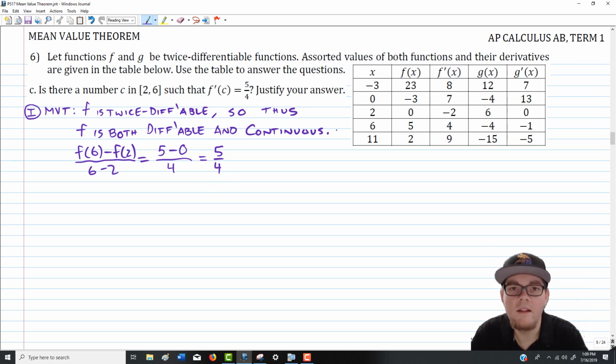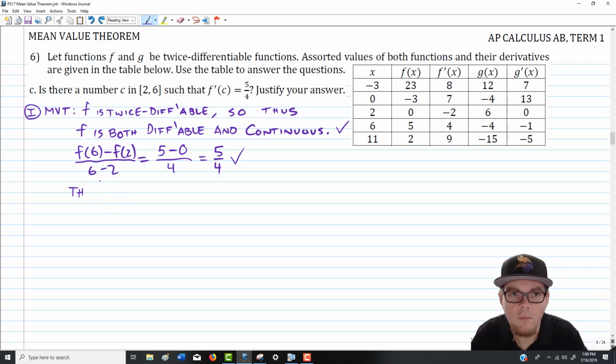So that's told us now, let's see. We've now shown that the function in question f is both differentiable and continuous. We've shown that the average rate of change is 5/4. So therefore, what do you call it? And I guess we could go fast with this thing.